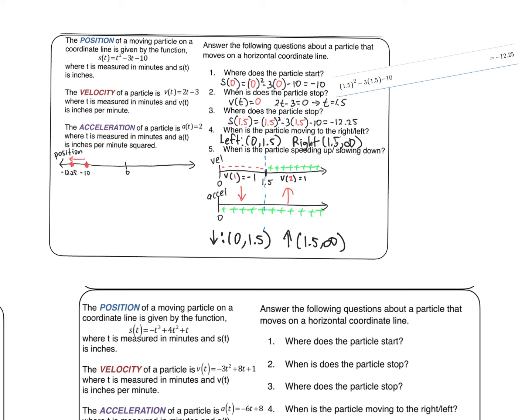To finish things up, something that I didn't add is that from this point on, the particle is going to be moving to the right, toward infinity. And then finally, we looked at the competing velocity and acceleration timelines and found out that it's slowing down over 0 to 1.5 because all of the signs here are competing, and then it's speeding up from 1.5 to infinity.